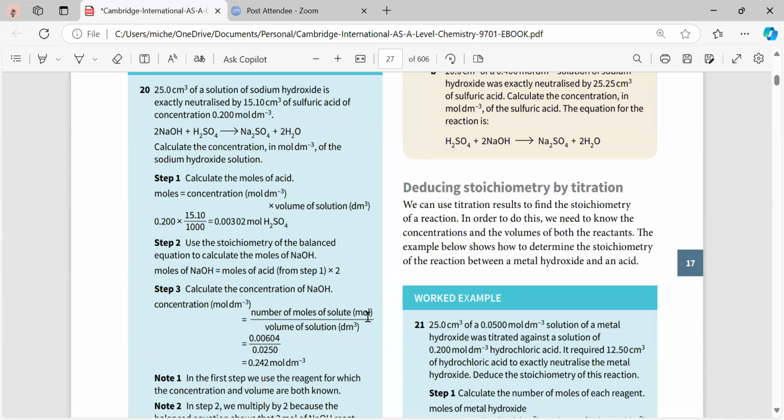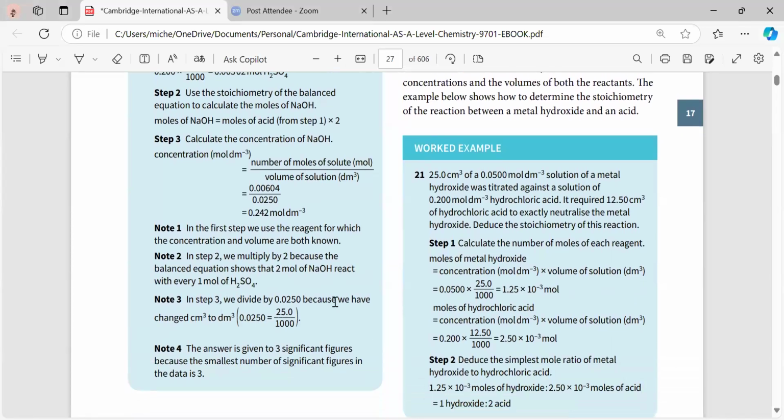Then we're going to divide that by the volume of the solution, which is right here, 25 centimeter cube. We divide that by 1,000 first. So 25 divided by 1,000 gives 0.0250. This is the volume in decimeter cube already. After we divide, we get 0.242. So this is the concentration of this whole solution. That's how we calculate that.